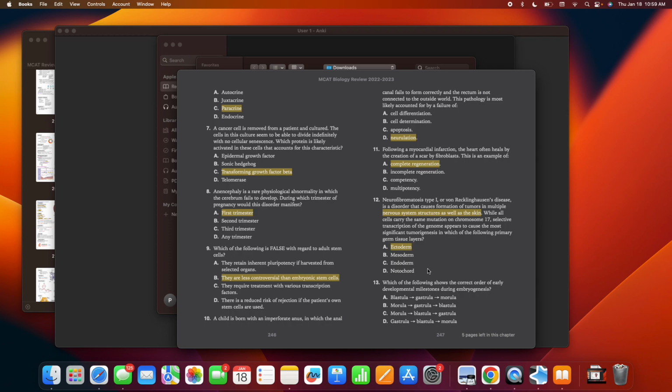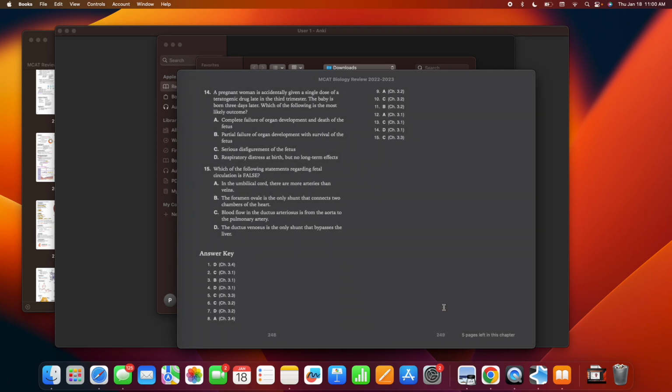Which of the following shows the correct order of early developmental milestones during embryogenesis? Early development, so we first have the morula, and then we have the blastula, and then we have the gastrula. That would be the correct answer.